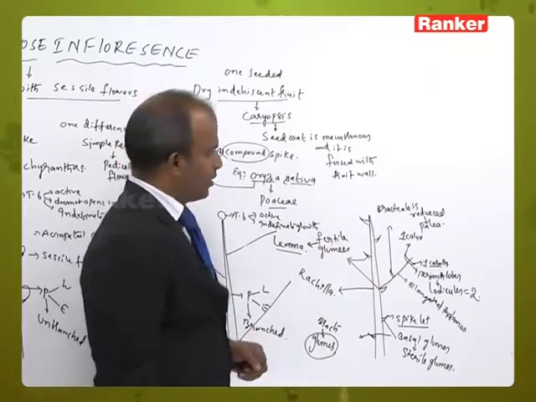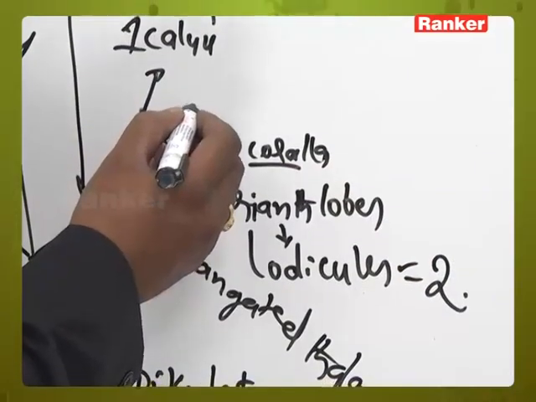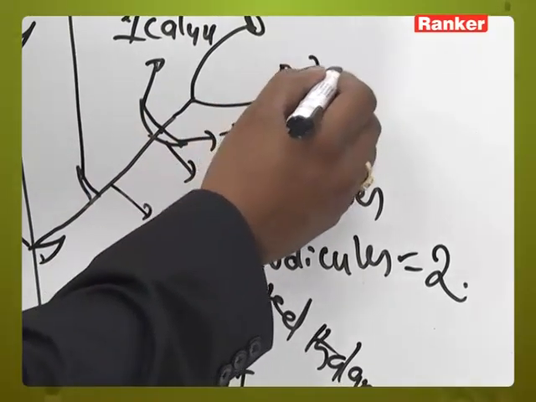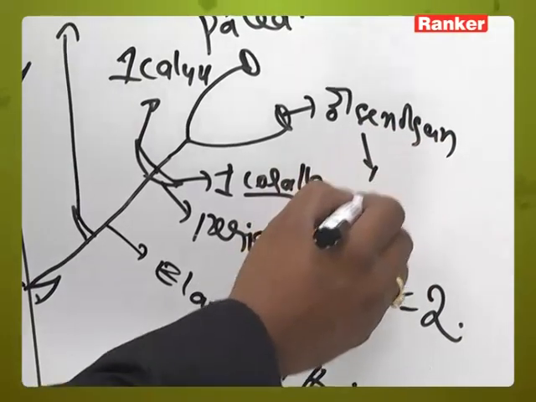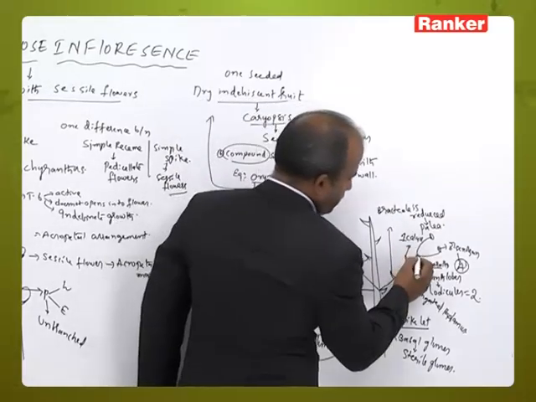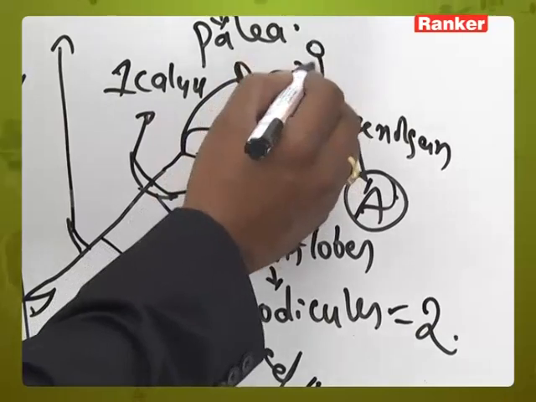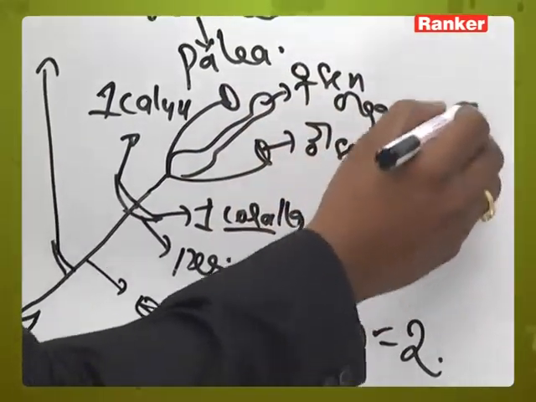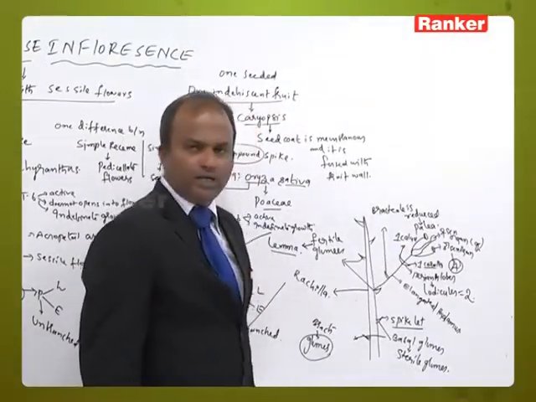And after that, it shows the male sex organ, that is nothing but androecium. And another one is the female sex organ, that is nothing but gynoecium.